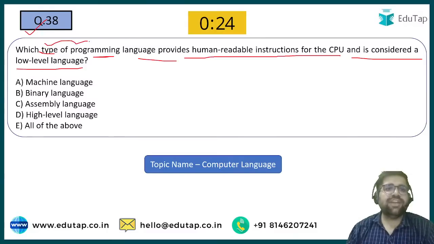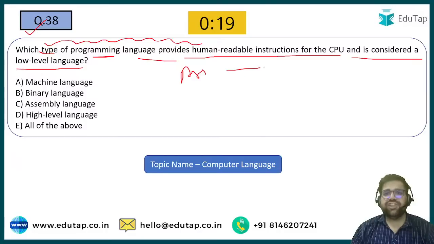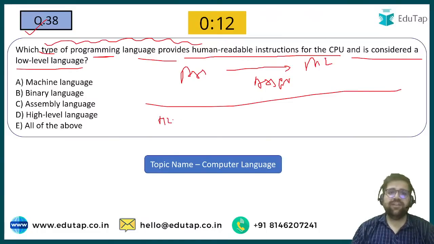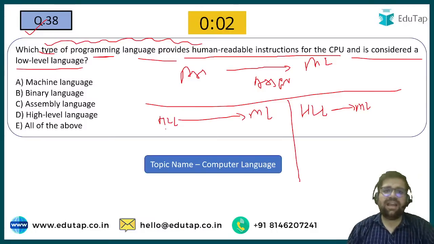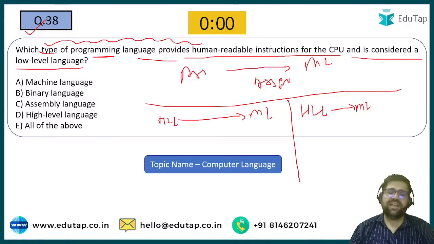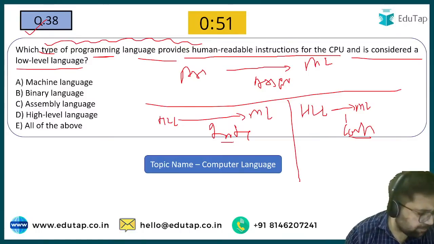Question number 38. Which type of programming language provides human readable instructions? Now remember, if I have to take assembly language to machine level, then I will use what? Assembler. Very easy to remember. Then we have two options. High level language to machine language. Machine language is also called binary language. If you want to take a high level language to machine language, you can do it with the help of an interpreter or a compiler. Both can be used. But what is the difference between interpreter and compiler? That we will let you know.